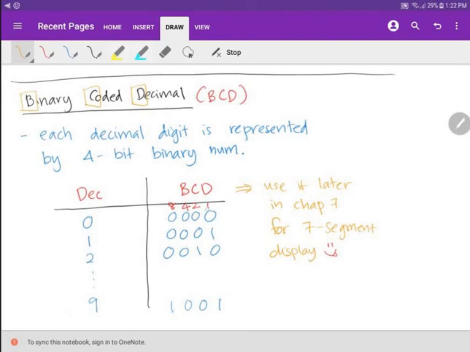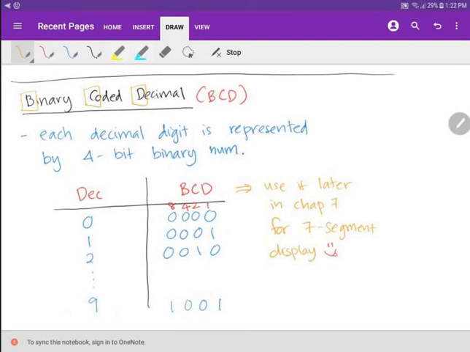So you know each one of this binary has weightages, right? 1, 2, 4, 8. So if it's 0, what is the BCD value? 0, 0, 0, 0. If it's 1, 0, 0, 0, 1. If it's 2, 0, 0, 1, 0. Until it reaches 9, it is 1, 0, 0, 1. So this is the binary coded decimal.